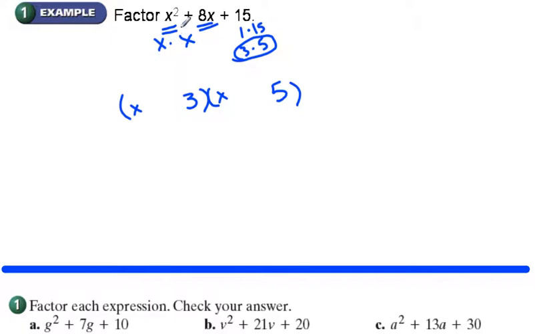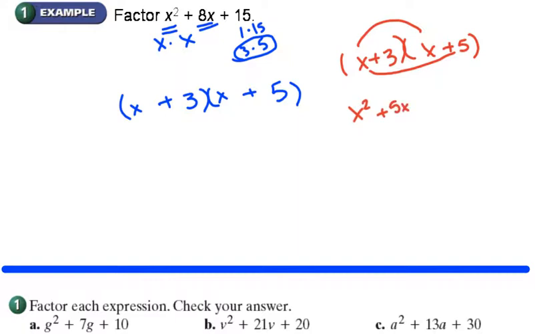Now, this one is an easy one because this one has all positives. So you know both of those are positive. To double check, you would actually FOIL. Okay, so I'm going to do this off to the side, and I am going to do it relatively quickly. X times x is x squared. X times 5 is 5x. 3 times x is 3x. And 3 times 5 is 15. 5x plus 3x is 8x, which is what we wanted. This matches the original, so we are good.